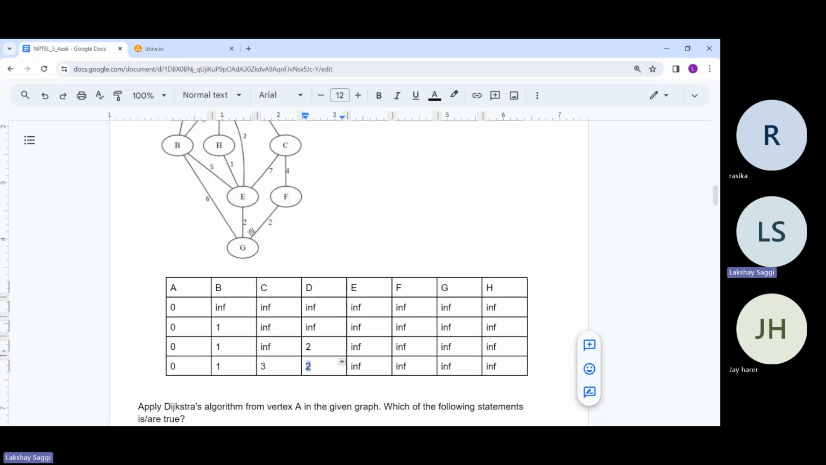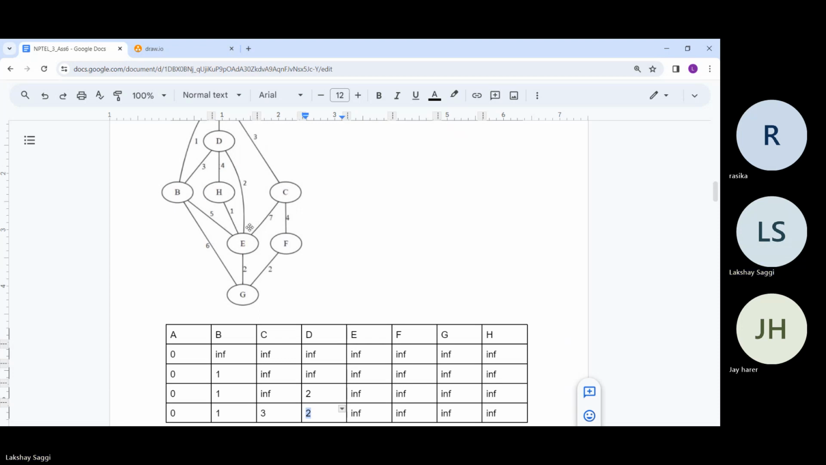Now it can be seen that H is at a distance of 4 from D. So let's find out the minimum distance of H. H is at a distance of 4 from D, and D was already at a distance of 2. So if we take the path from D, H will be at a distance of 6. Out of A, B, C, and D, H can only be visited via D. So H will have a minimum distance of 6 right now.